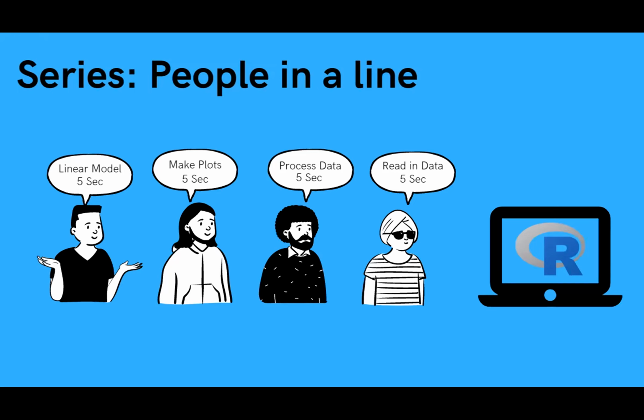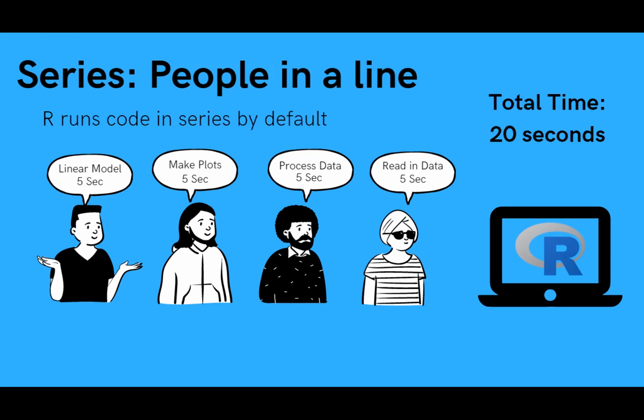And so in series, they do this one at a time, right? They line up at the computer, they do their task, they leave, the next one goes on the computer, does their task, and leaves. So this is a series. And so the total time that this process takes, if each one of these tasks took 5 seconds, is 20 seconds, okay?